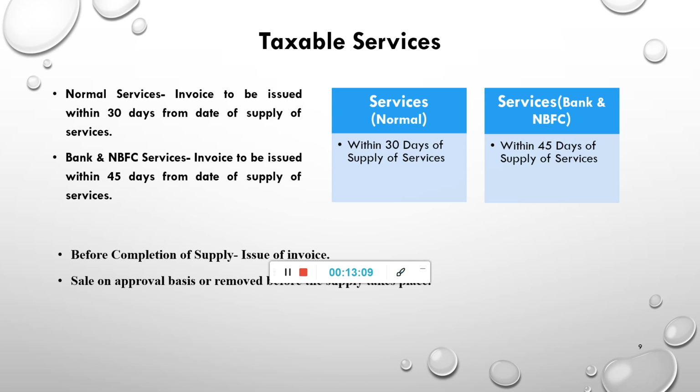If the due date of payment is not ascertainable from the contract, the invoice shall be issued before or at the time when the supplier of the service receives the payment. If the payment is linked to completion of an event, the invoice shall be issued on or before the date of completion of that event.